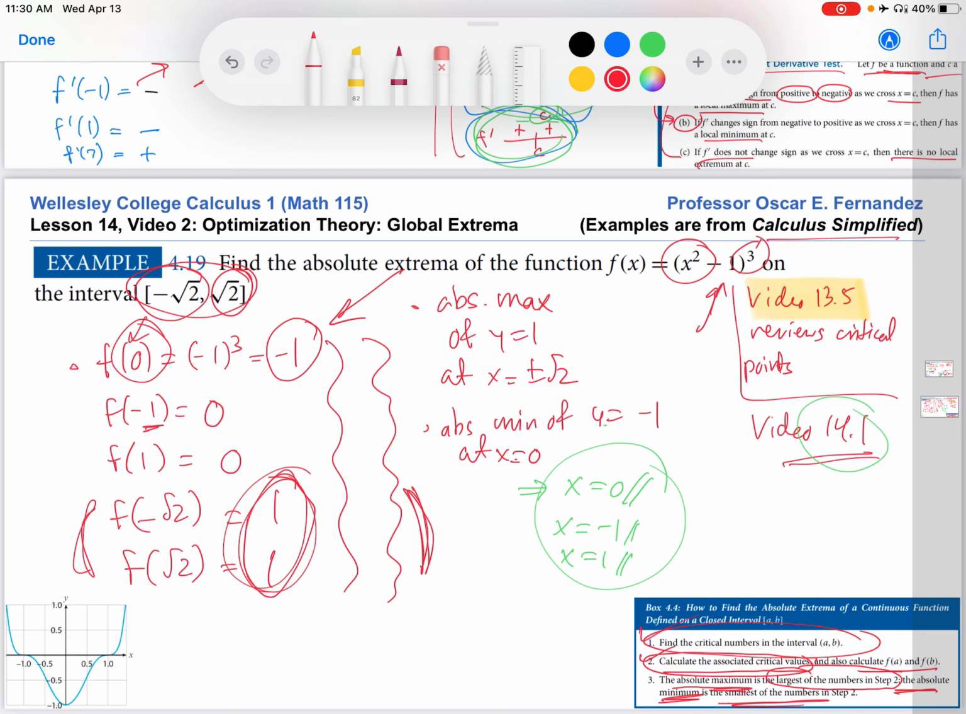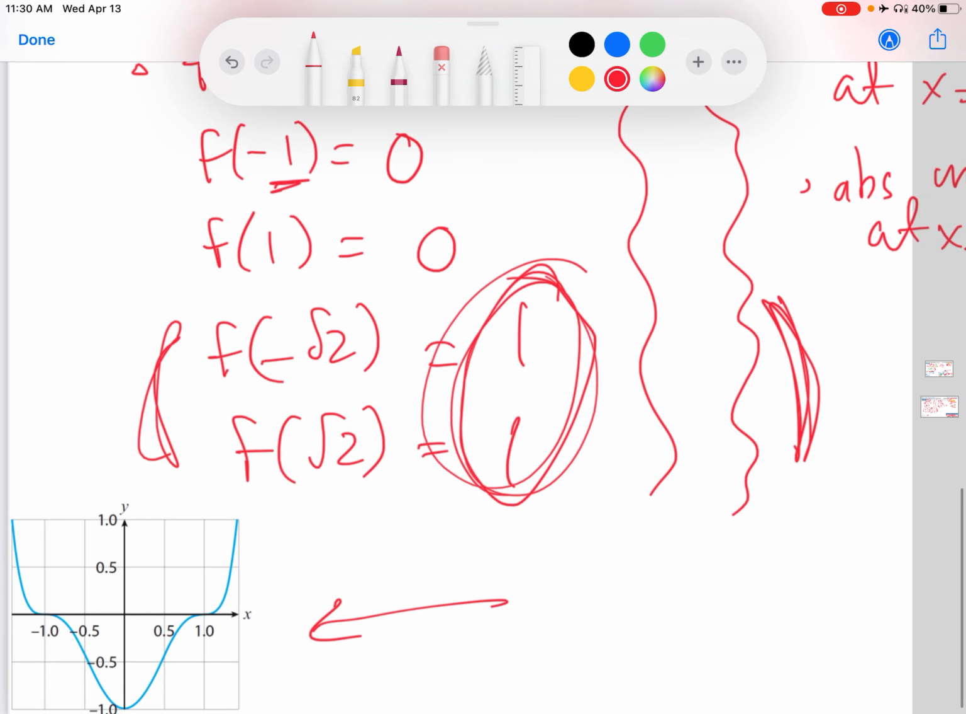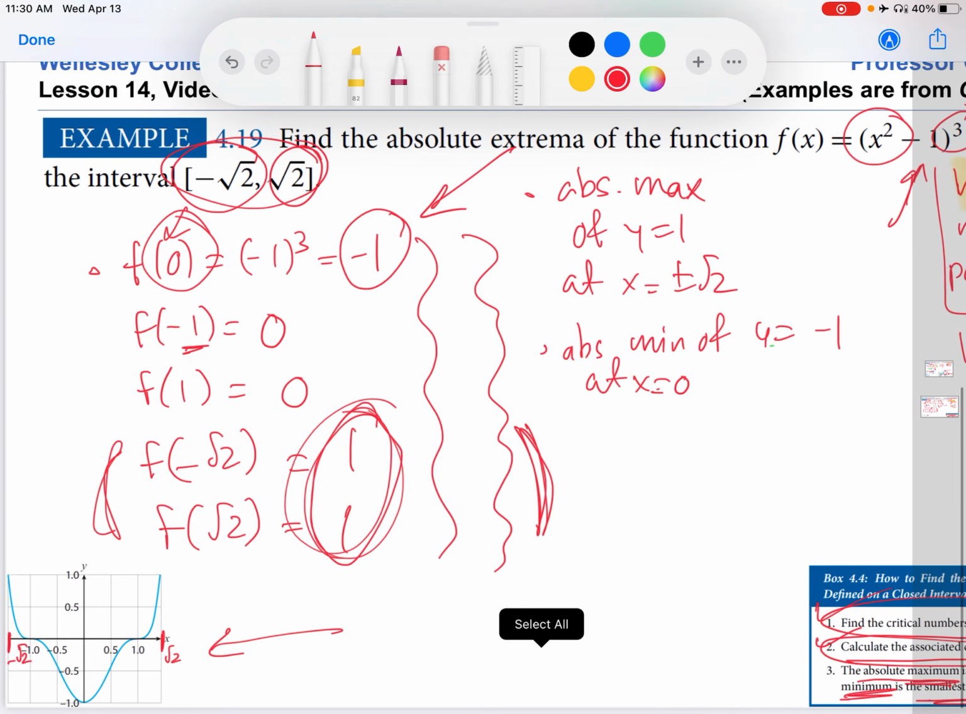Okay, let's see if that matches with the graph of the function. So I've included that down here. This is the graph of the function. I'll zoom in a little bit. On the interval, over here is square root of 2, over here is negative square root of 2. And then let's see if these conclusions match.